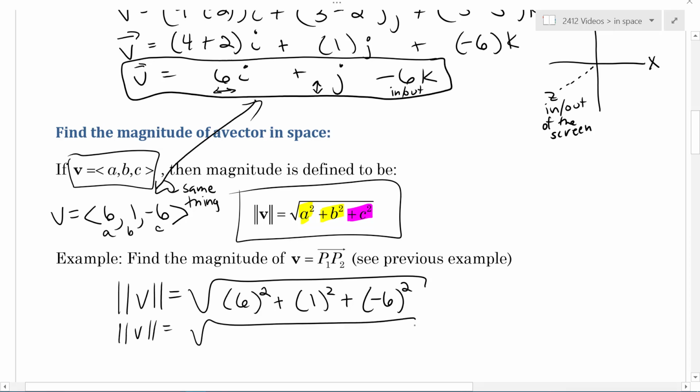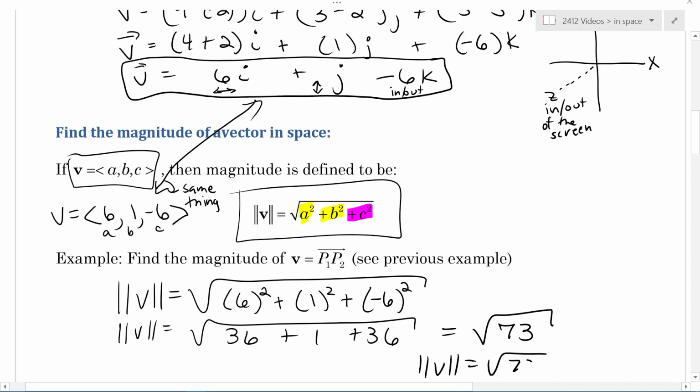So square root of, let's see, 36 plus 1, negative 6 squared is also positive 36. Let's see, that gave me 73. So our final answer here, the magnitude of vector v, is the square root of 73. Now, that's an exact value.